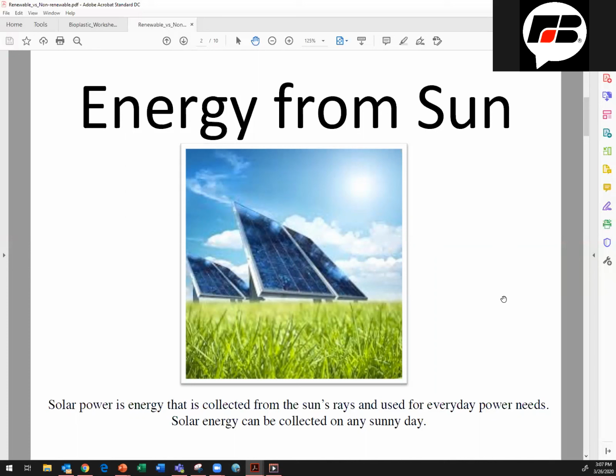A renewable resource is something that we can reuse or get quickly, and a non-renewable resource is something that takes a very long time for us to get from the earth, and it isn't as reusable as we would like. So is energy from the sun collecting in these solar panels, would that be renewable or non-renewable? It would be a renewable resource.